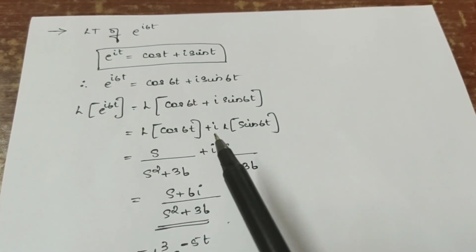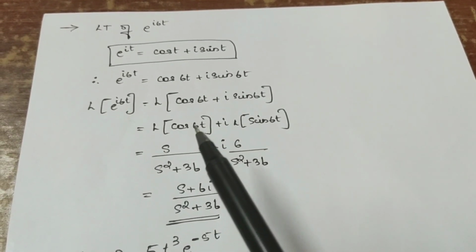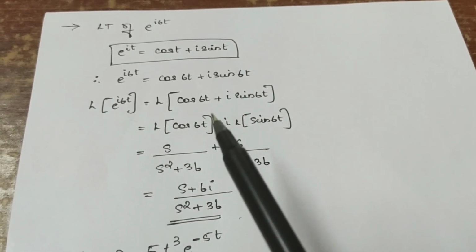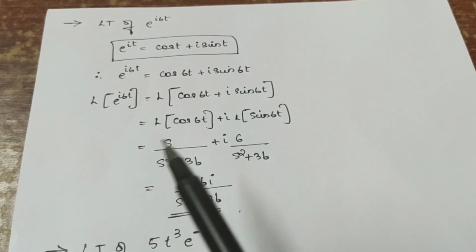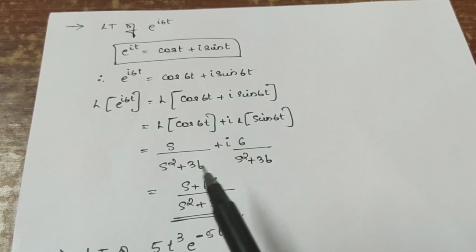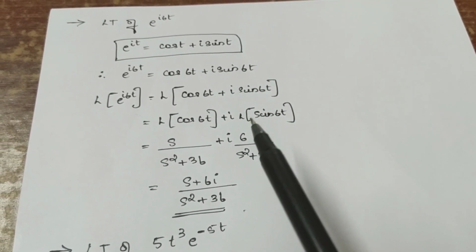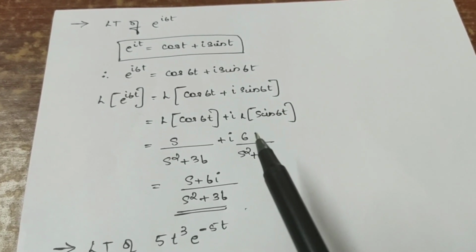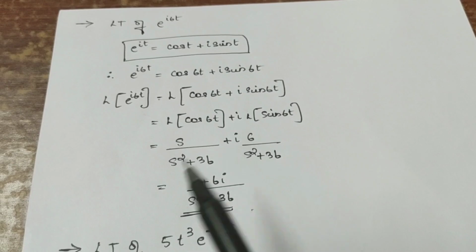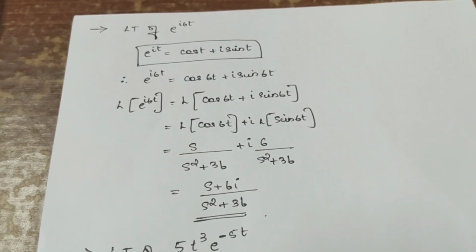Laplace of cos 6t plus i Laplace of sin 6t. Laplace of cos at is s by s square plus a square. So here a is 6. So we'll get s by s square plus 6 square, that is 36, plus i times Laplace of sin at, which is a by s square plus a square. Here a is 6. So 6 by s square plus 36, which is equal to s plus 6i by s square plus 36.